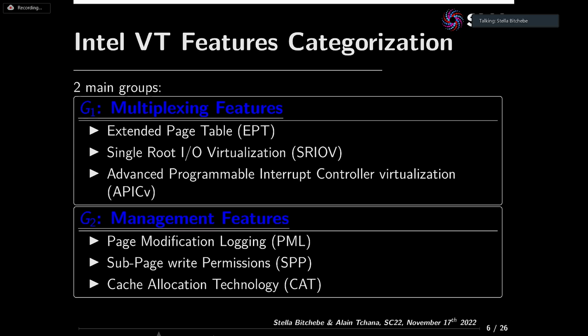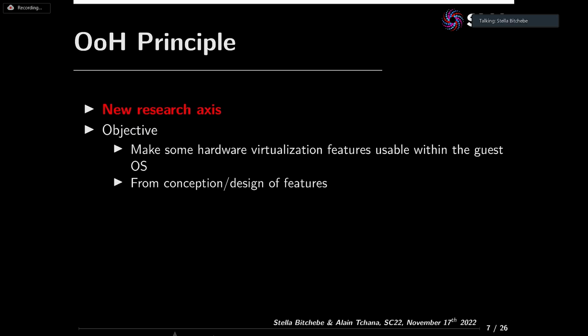Because an operating system creates processes and manages them, exactly as the hypervisor creates and manages a virtual machine, we consider that features from this second group can be exploited out of the hypervisor, which is inside the virtual machines. So Out of Hypervisor is a new research axis that we propose with the main goal of making some hardware virtualization features usable within the guest OS. And we think that this categorization should be taken into account from the conception of each feature.